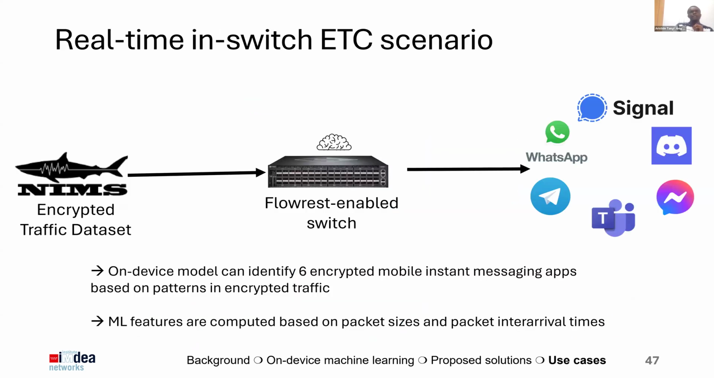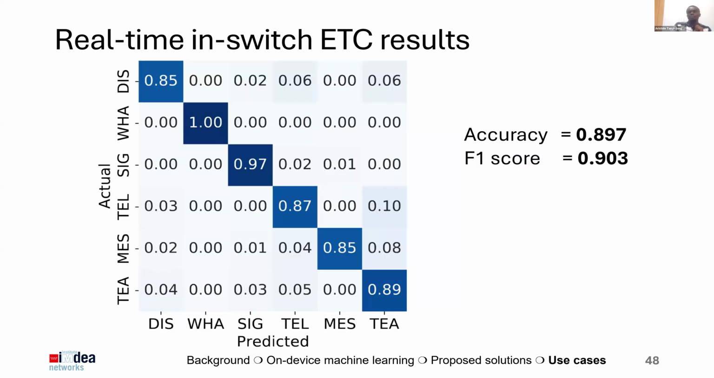So we evaluate this task with an encrypted instant messaging application classification use case, whereby the FlowRest-enabled switch is able to tell just by examining features based on the packet size and the interarrival time what application this traffic is coming from. So we could distinguish between these 6 applications: WhatsApp, Signal, Telegram, Teams, Discord, and Messenger, with reasonably high accuracy. I think we were able to get an F1 score of about 0.9 and an accuracy of about 0.89.